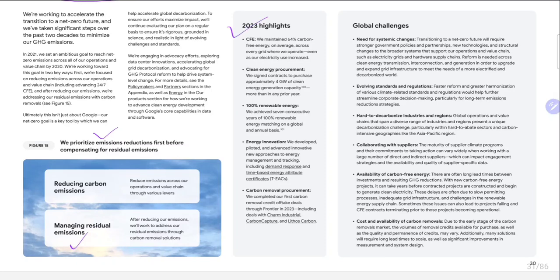For 2023, the performance highlights are also highlighted here, like carbon-free energy, clean energy procurement, 100% renewable energy, energy innovations, carbon removal procurements. So there are multiple highlights given here with their quantitative data also. This is very interesting. As I said earlier also, the global challenge the company has faced related to the particular stakeholder and their engagements, and they are receiving their feedback and grievances also.